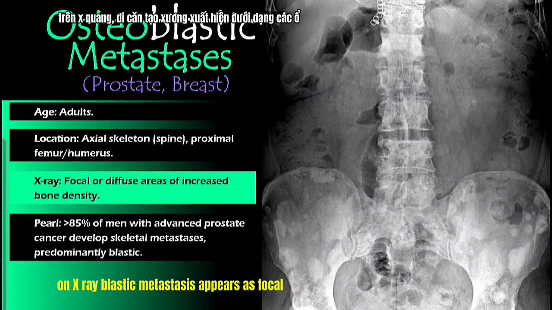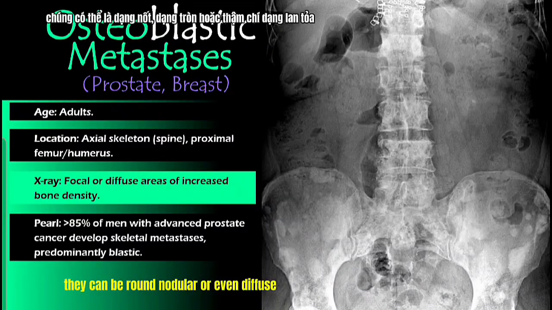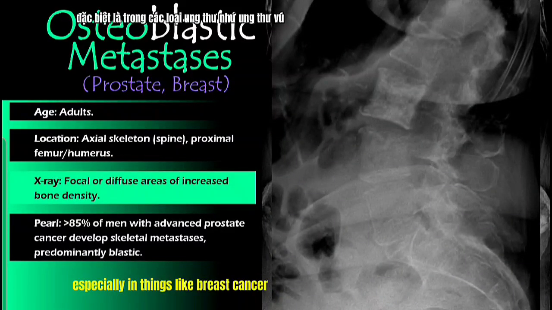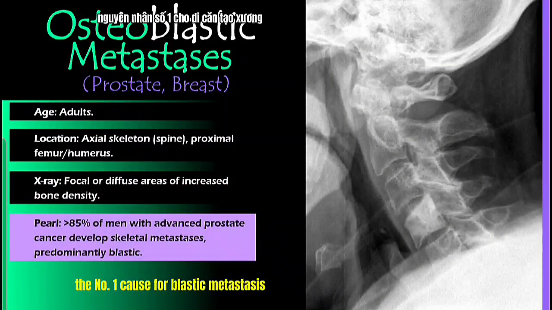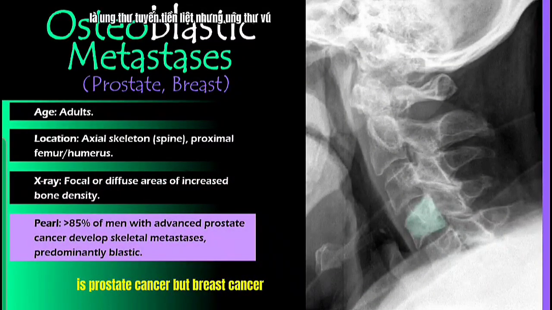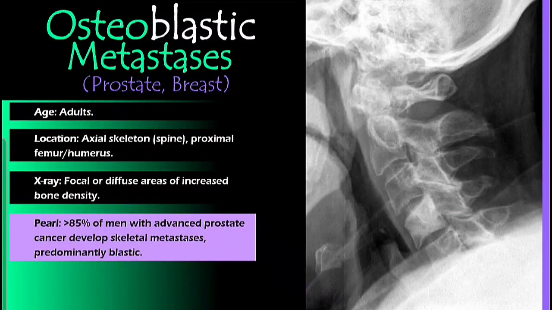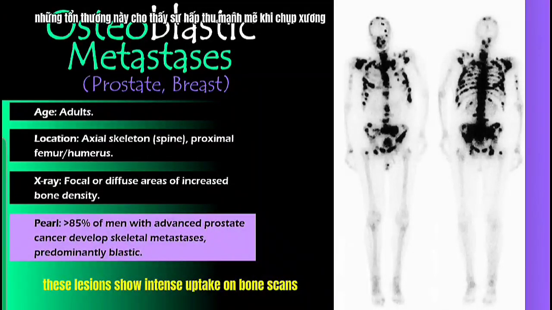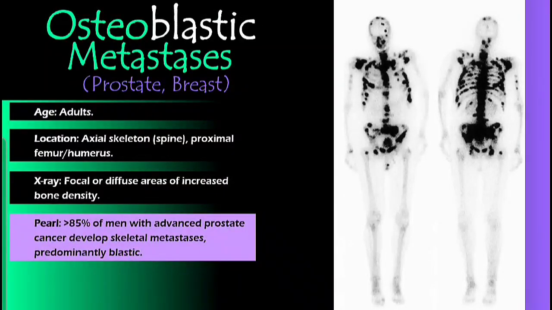On X-ray, blastic metastasis appears as focal or patchy areas of increased density. They can be round, nodular, or even diffuse, and sometimes mixed with lytic lesions, especially in things like breast cancer. The number one cause for blastic metastasis is prostate cancer, but breast cancer, carcinoid tumors, lymphoma, and bladder cancer can also produce them. And one thing to remember, these lesions show intense uptake on bone scans, which makes nuclear medicine imaging very useful for detection of mets.